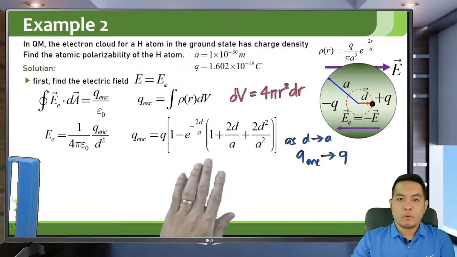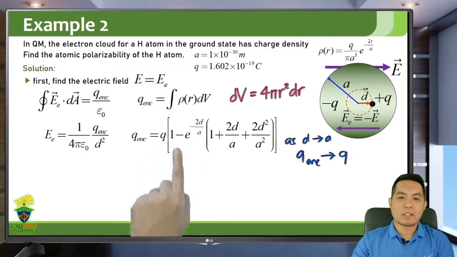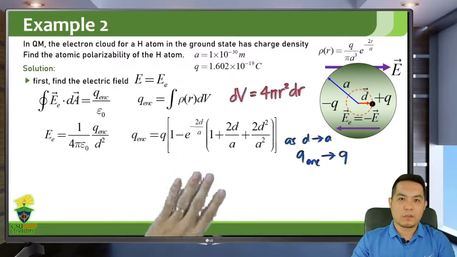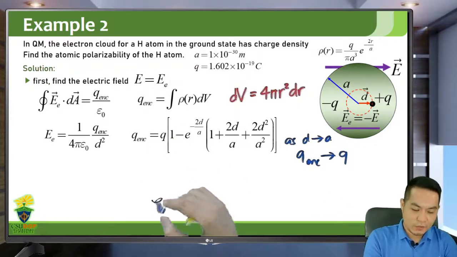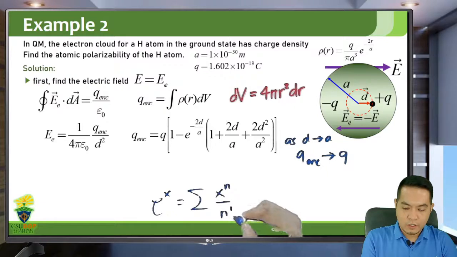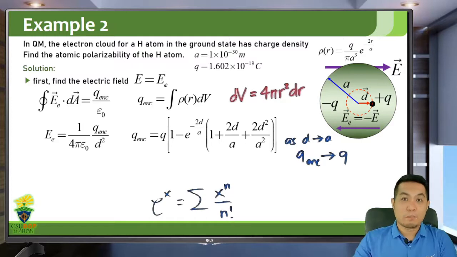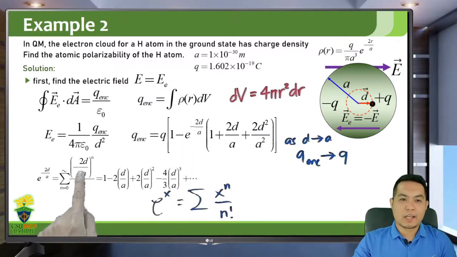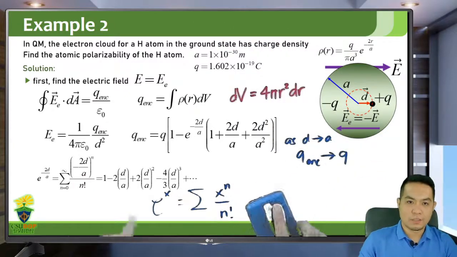Okay, so we will still simplify this result by expanding this exponential here. Now, if you recall from your basic mathematics, you can write e to the x as a series, x to the n over n factorial. So we will use this expansion of an exponential to expand this term here. So e to the x, our x is negative 2d over a. We will expand that and we will have this result.